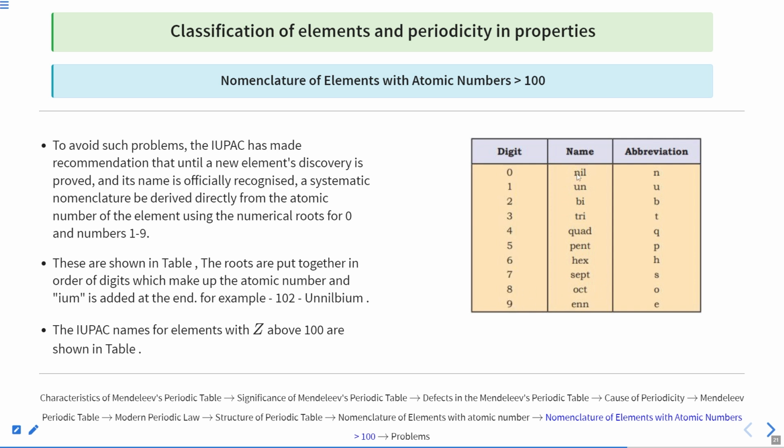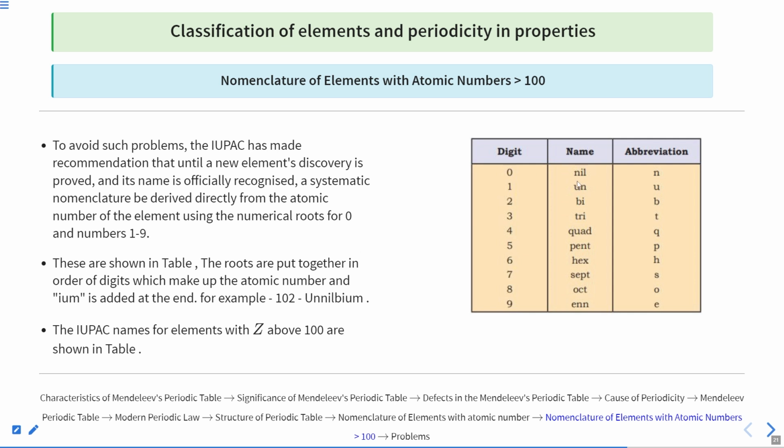Now they can be again abbreviated with a single letter. Nil has n, un has u, bi has b, tri has t, quad has q, pent has p, hex has h, sept has s, oct has o, and enn has e. So this is the thing. Now, but how do we name it? Suppose we have an element whose atomic number is 102. So we'll take the roots.